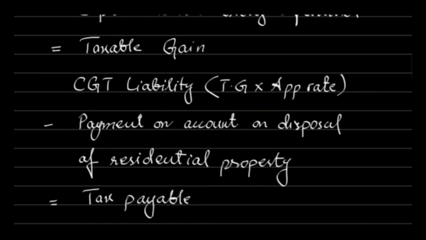The payment on account on disposal of residential property is the tax that is paid on the disposal of residential property during the year. As per the requirement of HMRC, if any residential property is sold during the year, the tax on such property shall be deposited with HMRC within 30 days. So that amount of tax that we have already paid to HMRC would be deducted from the CGT liability in order to calculate the tax payable.